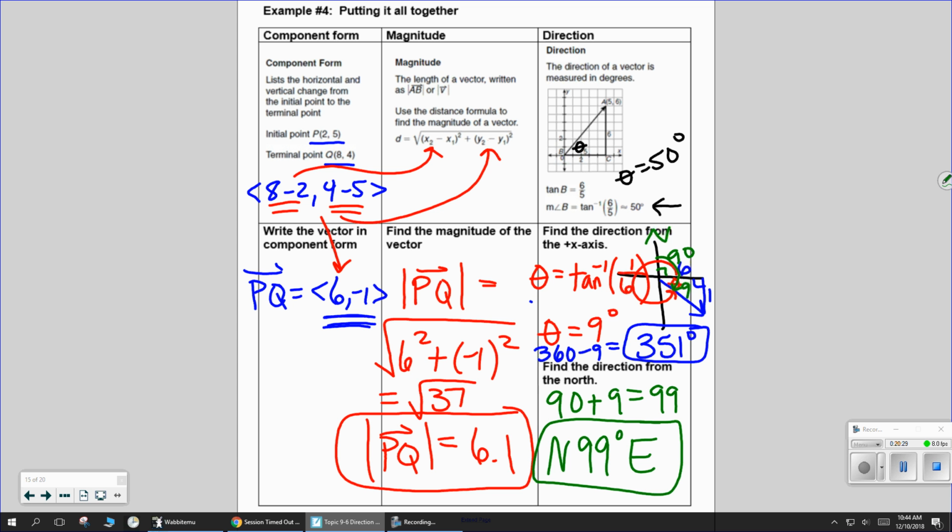All right, so those are all of the things about vectors that we're going to use to solve problems. You can find either speed or direction using magnitude and angle measures.